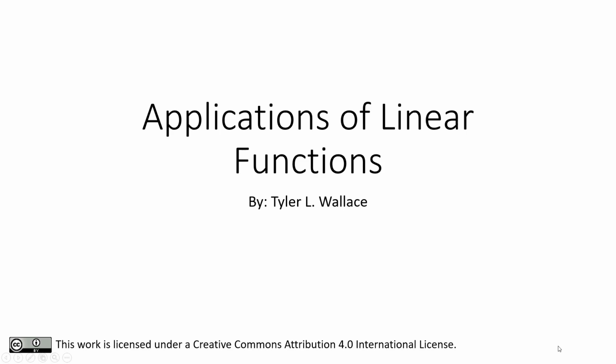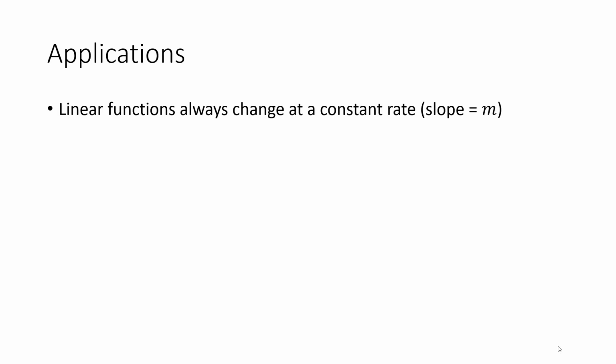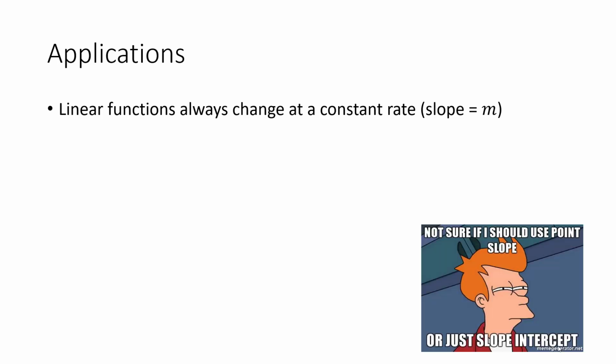Today we're going to take a look at some applications of linear functions, how we can take a real-world situation and model it with an equation. With a linear function, the thing that identifies it versus anything else is that change is always at a constant rate. Things always change at the same rate every time the same amount is added. This is the slope, or the m, of our equation.